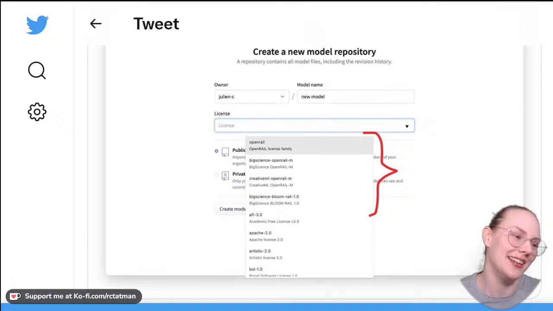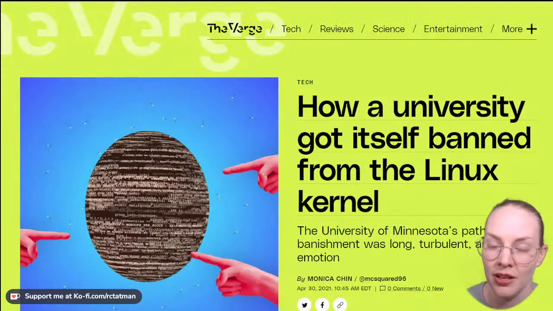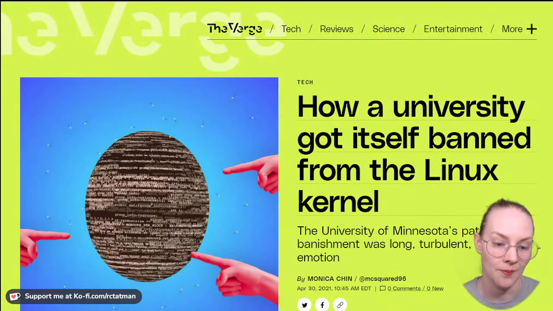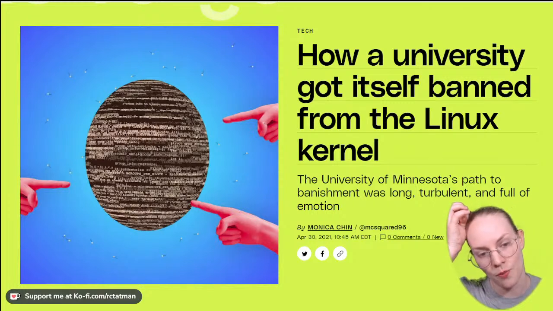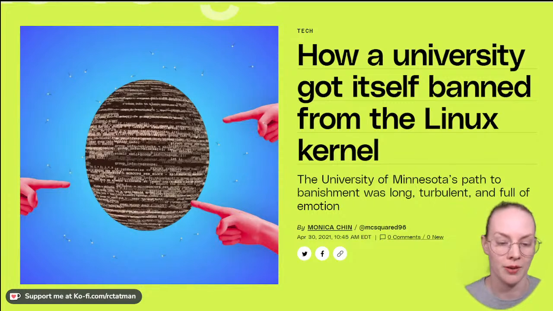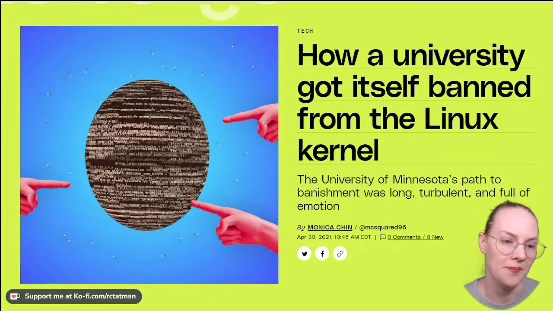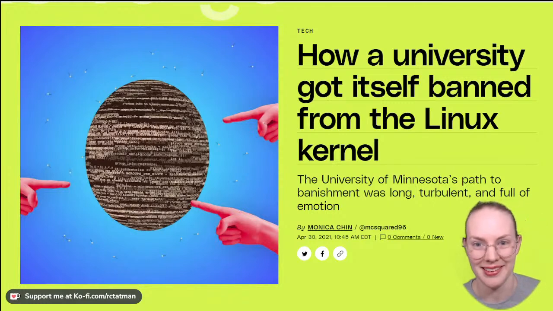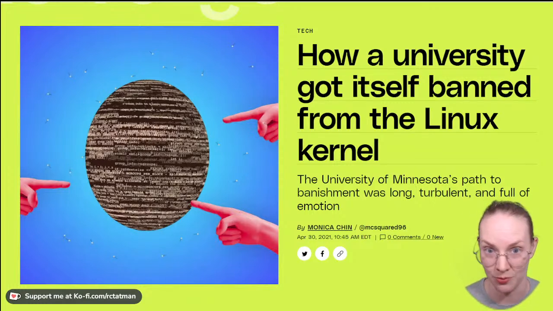Okay. Licenses only work if you have a team behind them that's willing to enforce them and willing to spend time and money and lawyers to do that. And just as an example of what that can look like, the University of Minnesota has been banned from the Linux kernel. This is from a while ago, from 2021. Basically their computer science department was doing a bunch of experiments where they did fake, malicious pull requests. The maintainers did not like that, and long story short, they got banned from using the kernel, right?